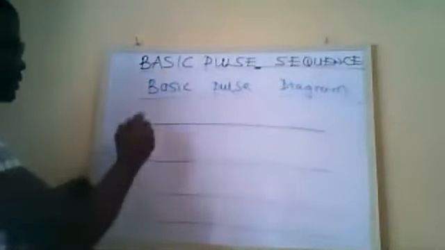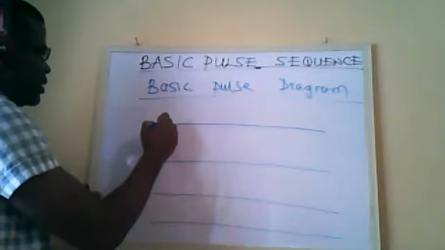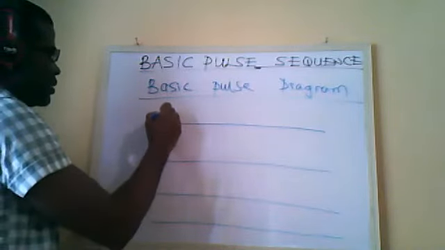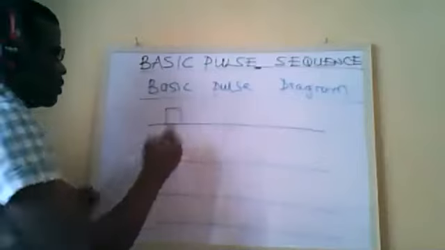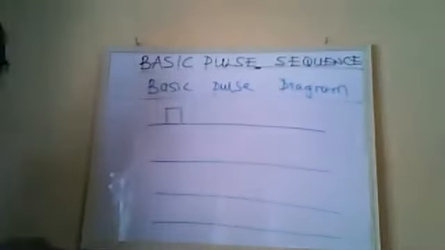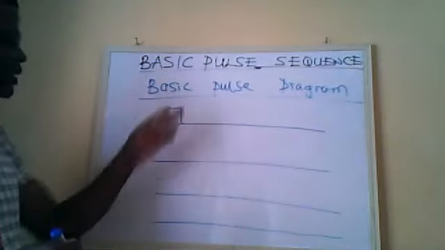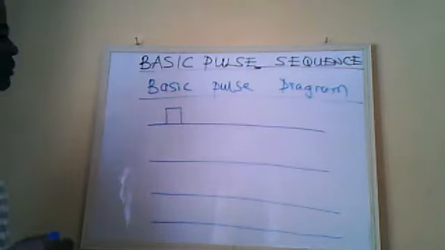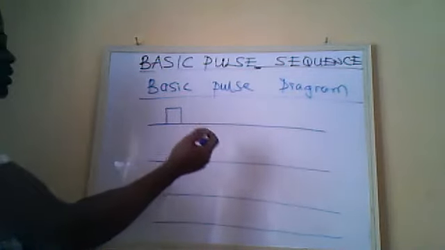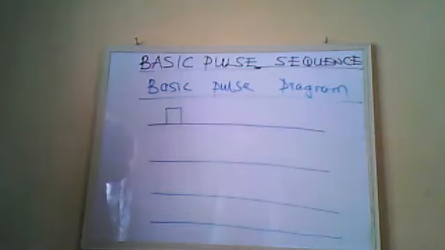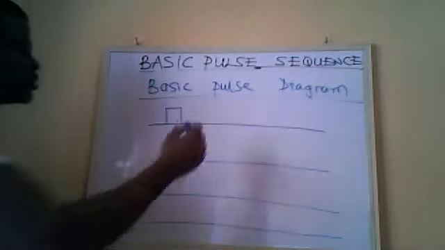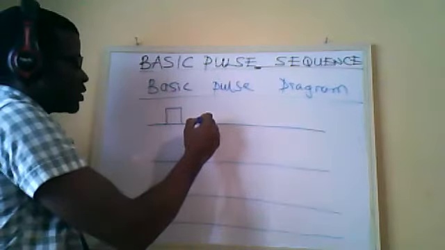And first of all, we have to always apply... For simplicity's sake, let's start with a 90-degree RF pulse. It depends on how it is used. In some textbooks, you might have the pulse sequence like this.